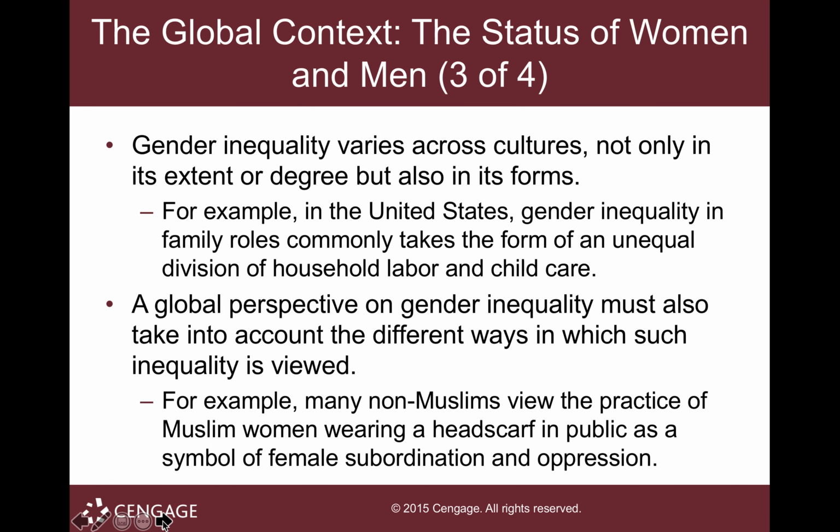Gender inequality varies across cultures, not only in its extent or degree, but also in its forms. So, for example, in the United States, gender inequality in family roles commonly takes the form of an unequal division of household labor and child care. A global perspective on gender inequality must also take into account the different ways in which such inequality is viewed. So, for example, many non Muslims view the practice of Muslim women wearing a headscarf in public as a symbol of female subordination and oppression.